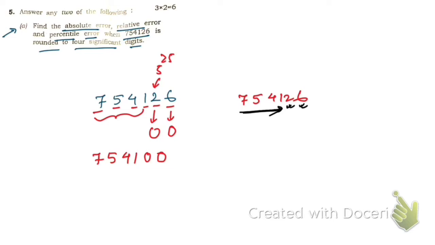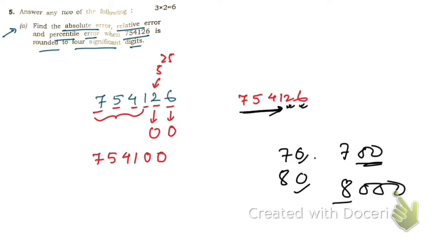Trailing zeros, that means 70, 80, these are trailing zeros. 700 also has trailing zeros. So in 7, 70, 700, 7000, the number of significant figures is only 1. Hope you have understood this.